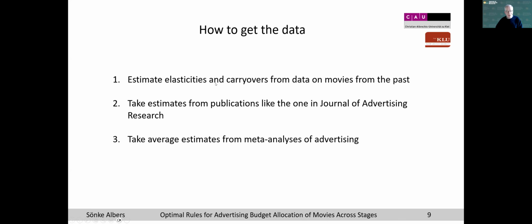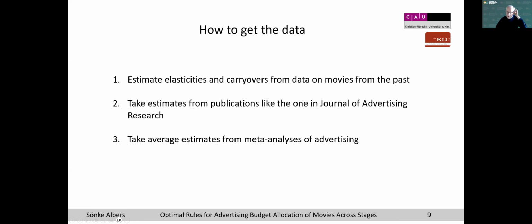If you do not have this kind of software, maybe also not the expertise to apply it, then you might directly take a look into publications, like in the Journal of Advertising Research. I mentioned the Lim-Lee article in 2018. There you will find the numbers for these estimates that are coming from movies over several years that have been shown in the theaters in the US.